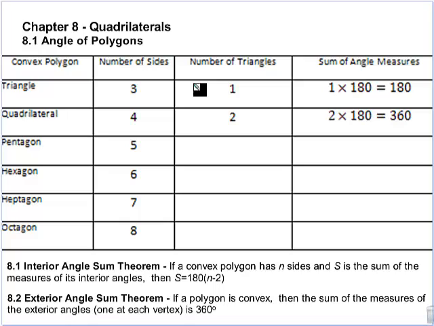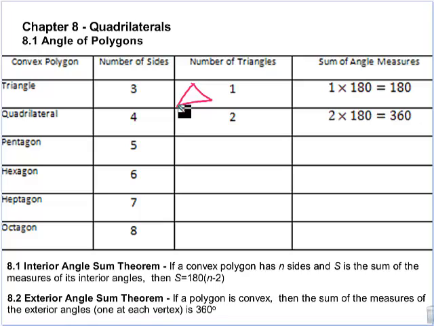A triangle has three sides, right? In a triangle, there is only one triangle, right? There's no way. That's our option. It just forms one triangle. How many degrees are there in a triangle? So the sum of the measures of a triangle is 1 times 180, so we get 180 degrees. So if we add the three angles up, we know it's 180.